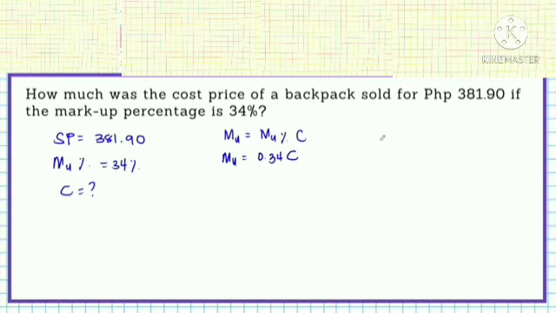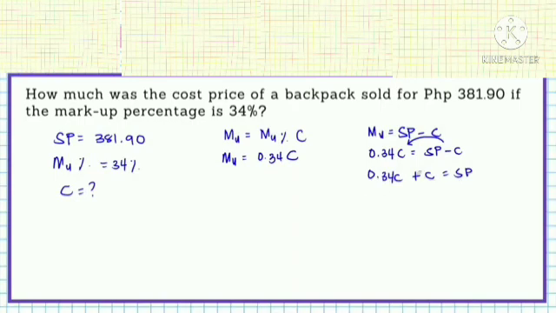Now we know that this is the temporary value for markup. We can use another formula in getting the cost. The other formula is markup is equal to the selling price minus the cost. Substituting the value of markup, we have 0.34C is equal to the selling price minus the cost. Then combining like terms by transposing C to the other side of our equation, we have 0.34C plus C is equal to our selling price.